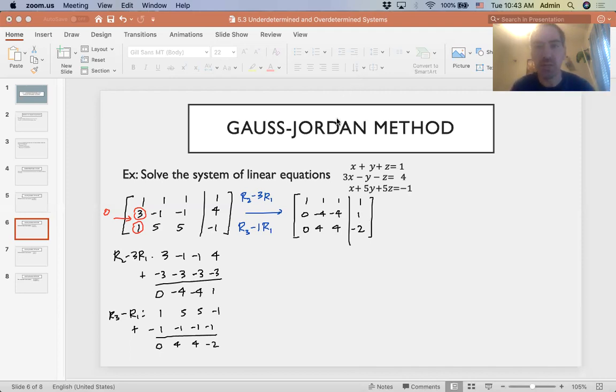So now the first column is done. So we move to the second entry in the second column. We want that to be 1. We do that by multiplying by the multiplicative inverse, which is a negative 1/4 times row 2. That is 0, 1, 1, negative 1/4.